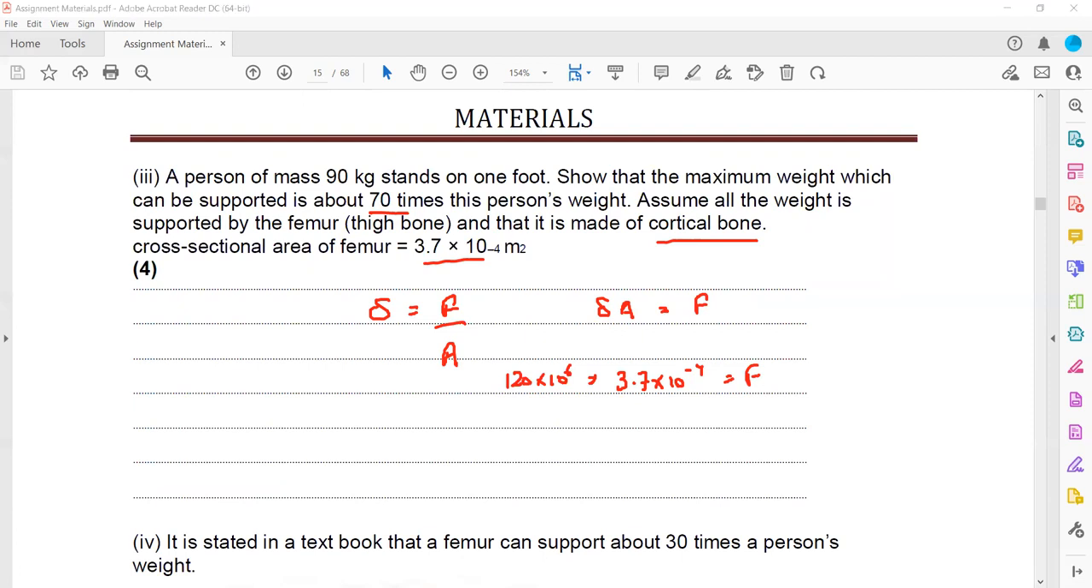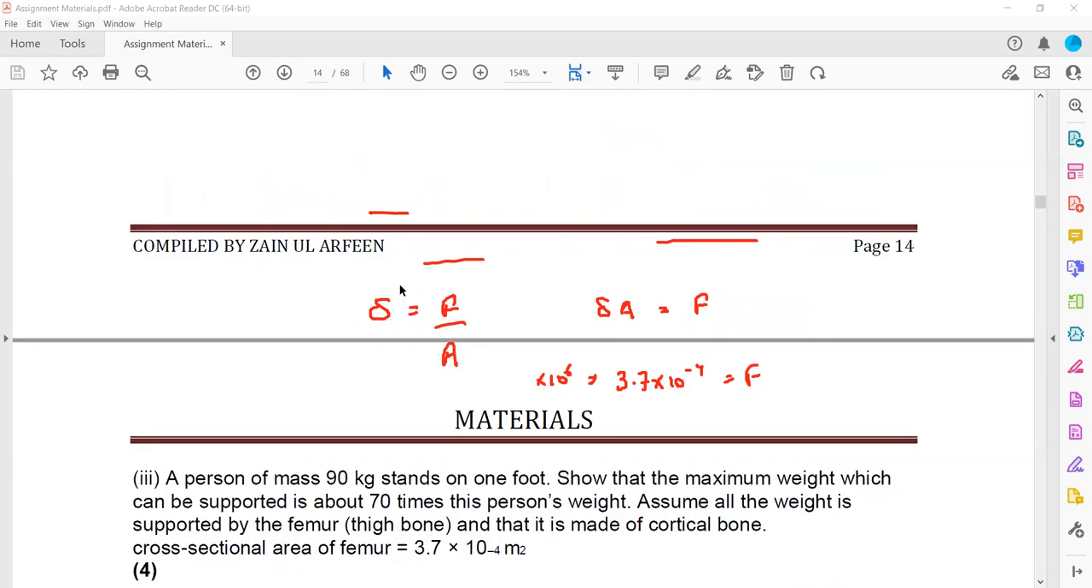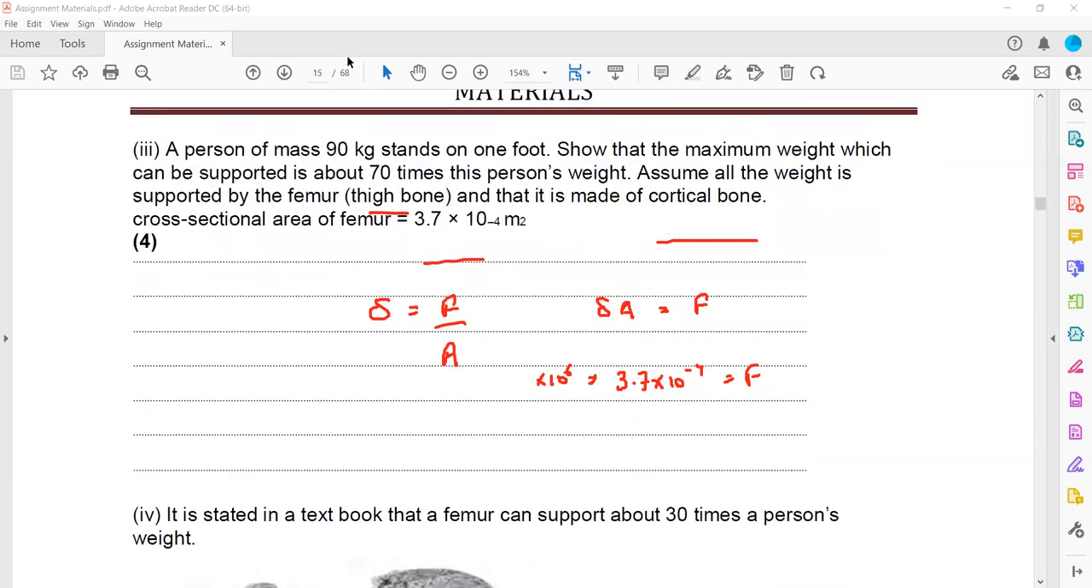So when you substitute this, it is 120, or once, sorry, that is tensile stress. Because it is under compression, it should be 170, not 120, because the stress is compressive, not tensile. So I should take 170, not 120. As a person is standing, because of its weight, it tends to compress the bone. So it will be 170 megapascal.